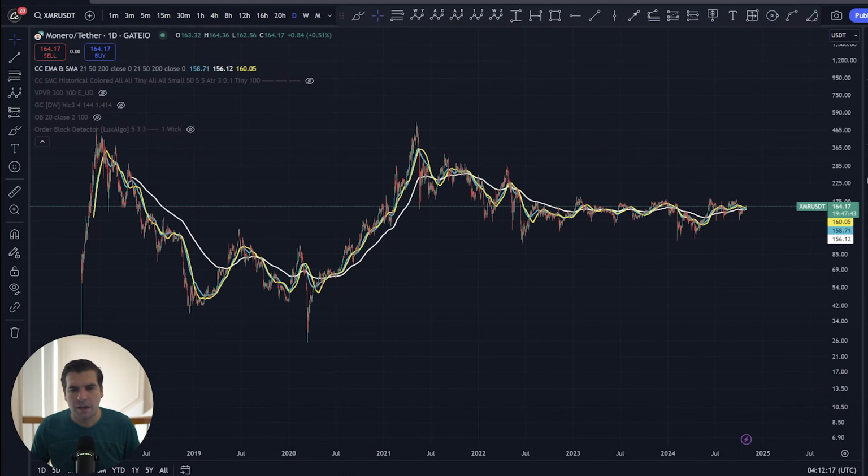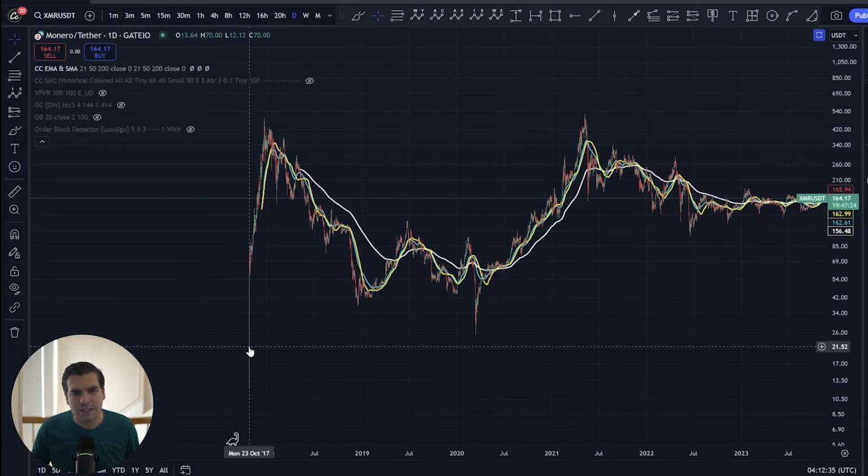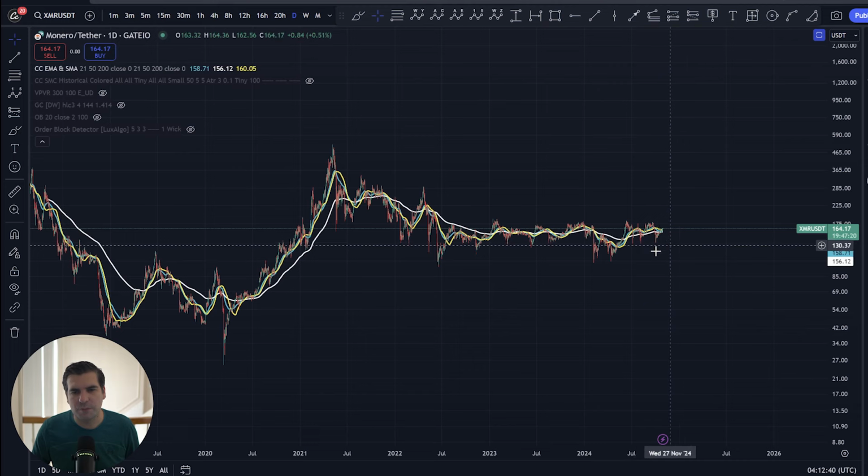Okay, let's go ahead and take a look at what's going on with Monero. Okay, so here we have Monero, XMR, paired up with USDT. This is the one-day Gate.io chart, not the Binance chart because it's not actually listed on Binance as far as I could tell. But we do see here a lot of information on Monero, where we have the origin data coming in from October 2017 all the way up to where we are today.